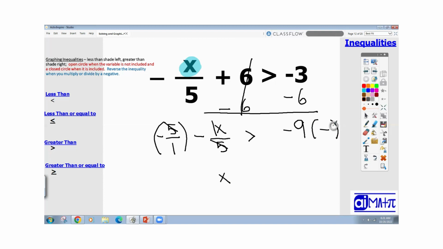And this should have been a negative 5 here. Negative 9 times negative 5 is positive 45. This started off as a greater than sign, and I multiplied by a negative, so I must reverse the symbol, make this x is less than 45.